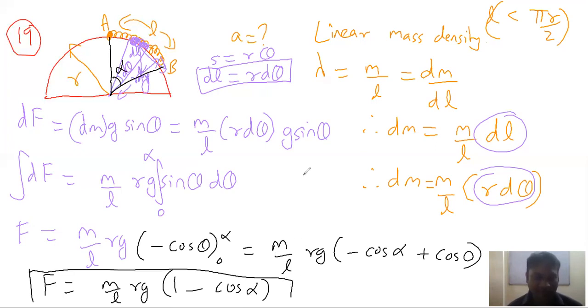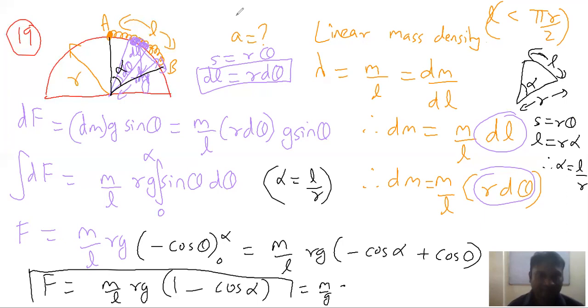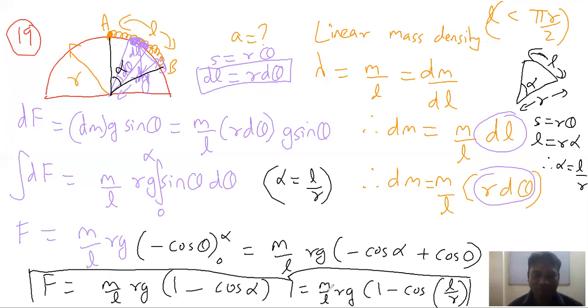Now let us think what is the value of alpha. If I use this diagram here, this angle is alpha, this is radius r, and this is length L. So what will be the equation? S is r theta, so in place of S we have r into alpha. So alpha will come out to be L by r. We can substitute alpha as L by r in this equation. So our force will come out to be m by L into rg, 1 minus cos of L by r. So this is our final answer for total force F.